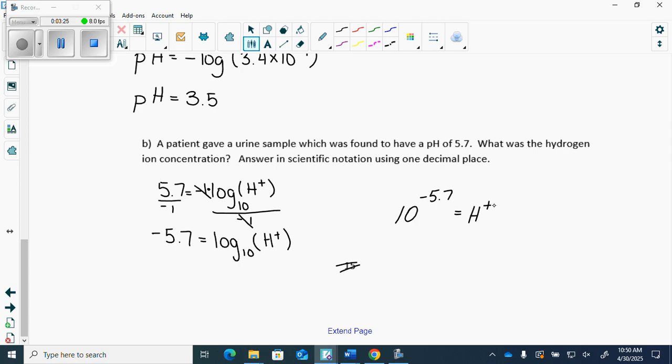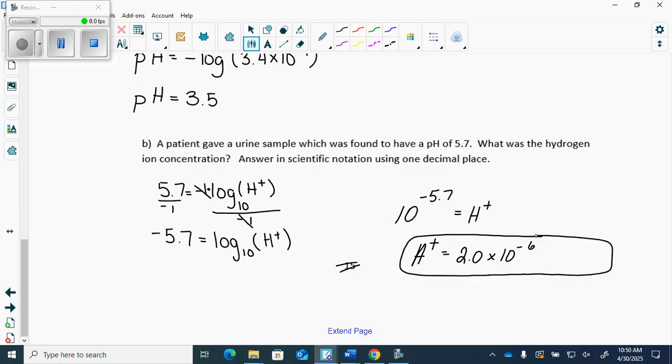And then this one says scientific notation to one decimal place. So put 10 to the power of negative 5.7 in your calculator. I get 1.99, which rounds to 2.0. So 2.0 times 10 to the negative 6 moles per liter. Okay, then we're going to flip over.